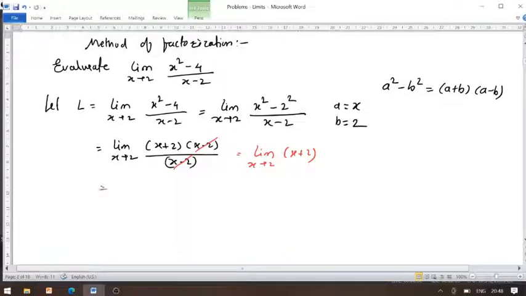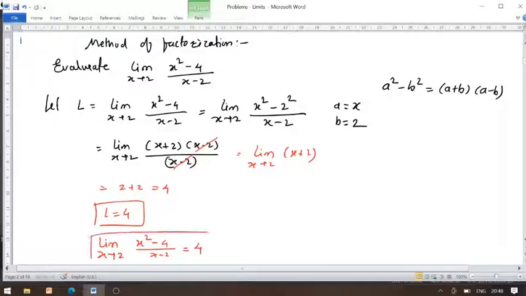Now replace x by its value 2, as per the direct method of limit. So we get 2 plus 2, which becomes 4. So the value of the given limit L is equal to 4, or you may write limit as x tends to 2 of x square minus 4 divided by x minus 2 is 4.